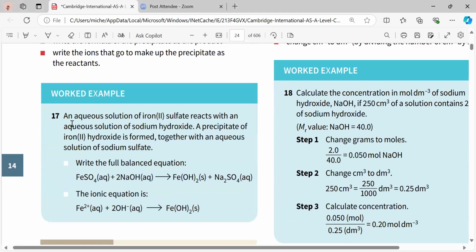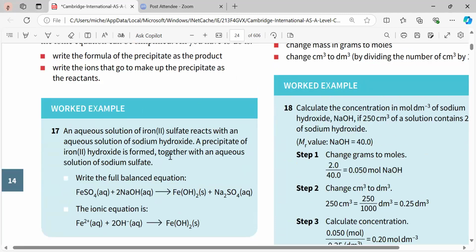So an aqueous solution of iron(II) sulfate reacts with an aqueous solution of sodium hydroxide. A precipitate of iron(II) hydroxide is formed together with an aqueous solution of sodium sulfate. So here we have the full balanced equation. And now this is the ionic equation.